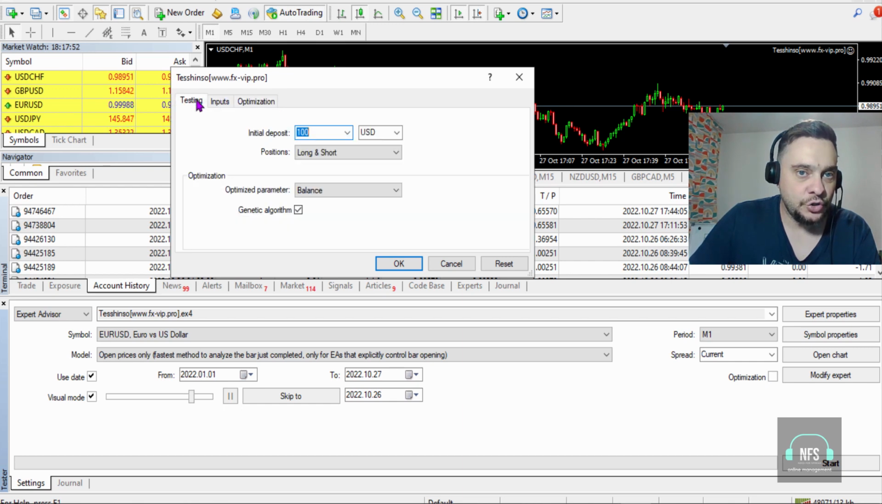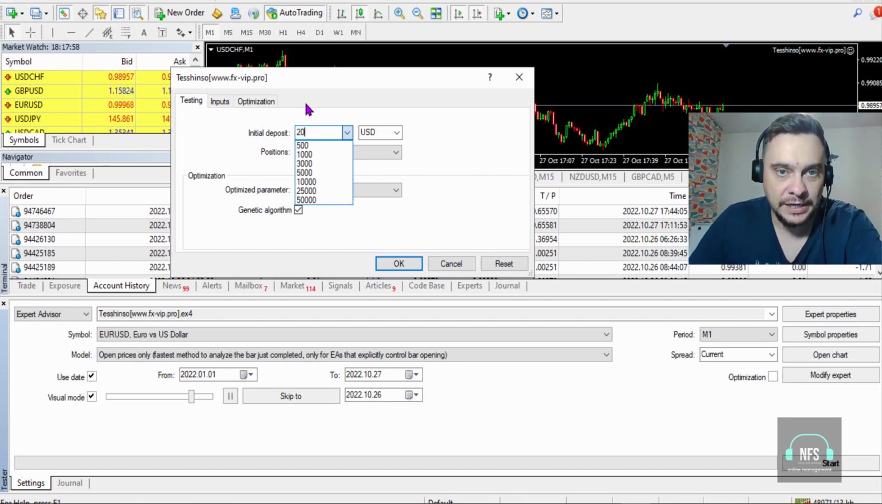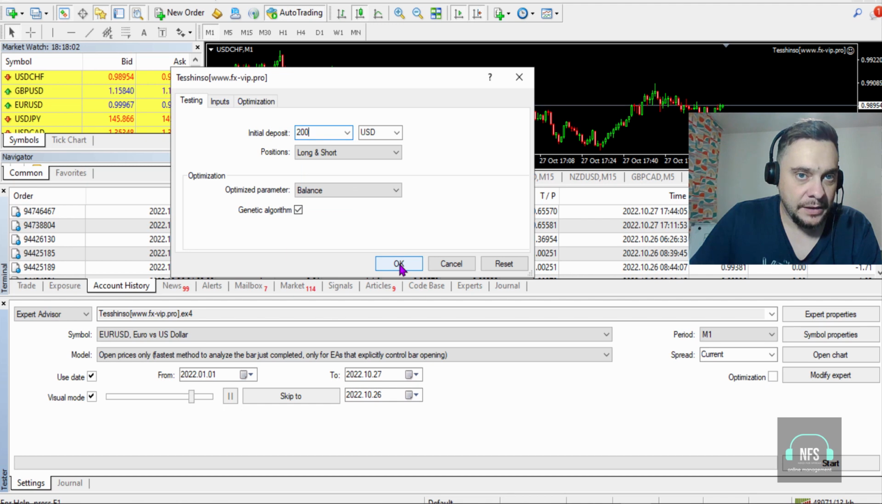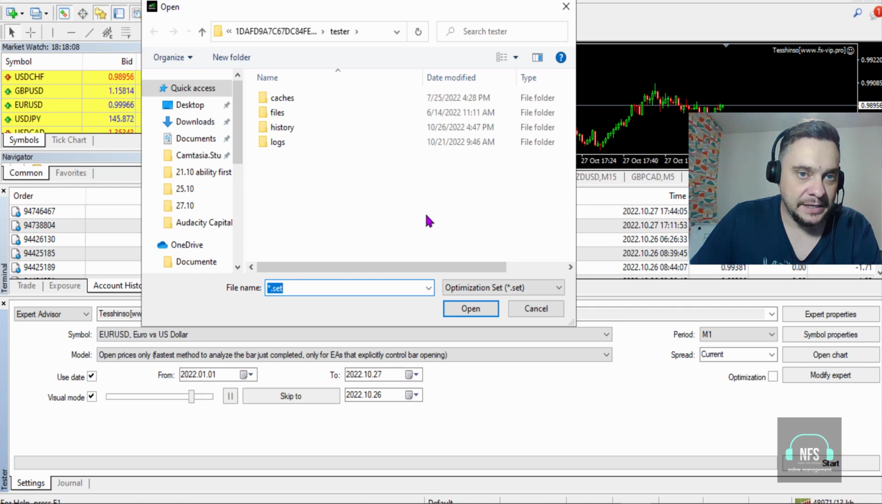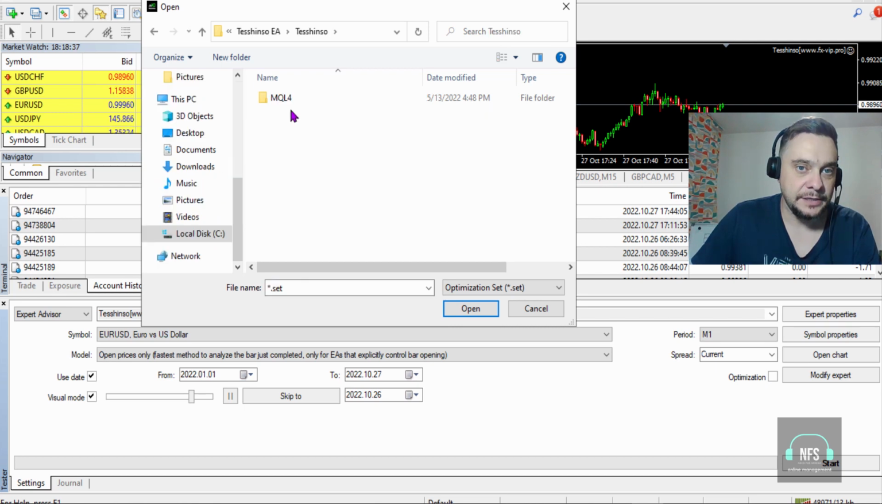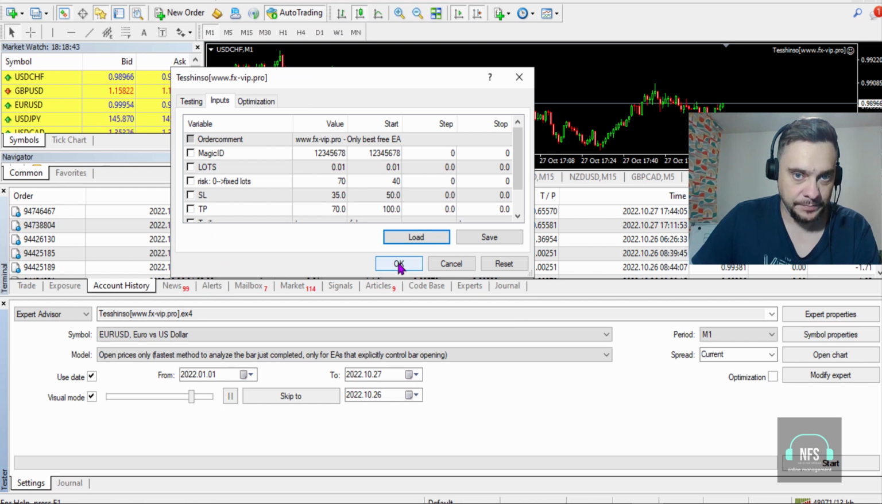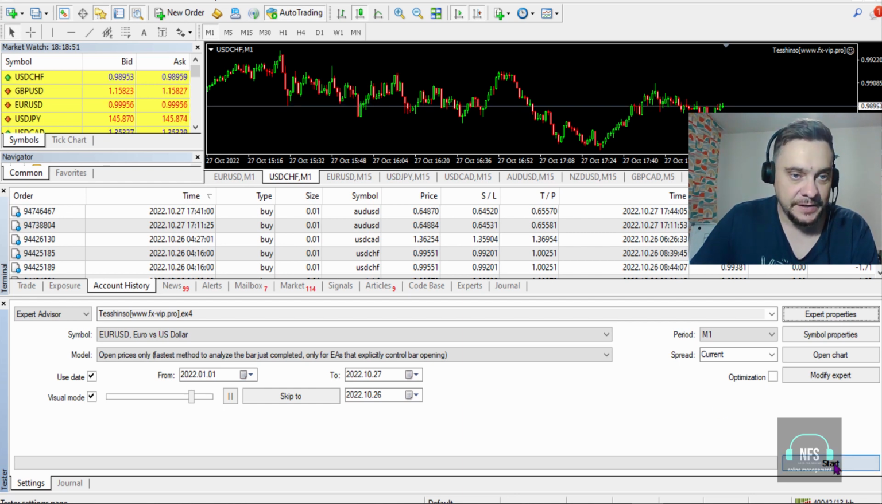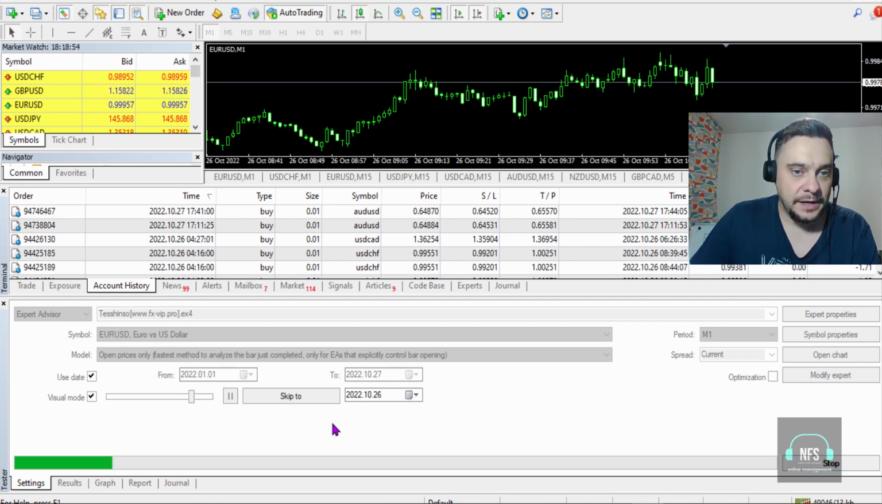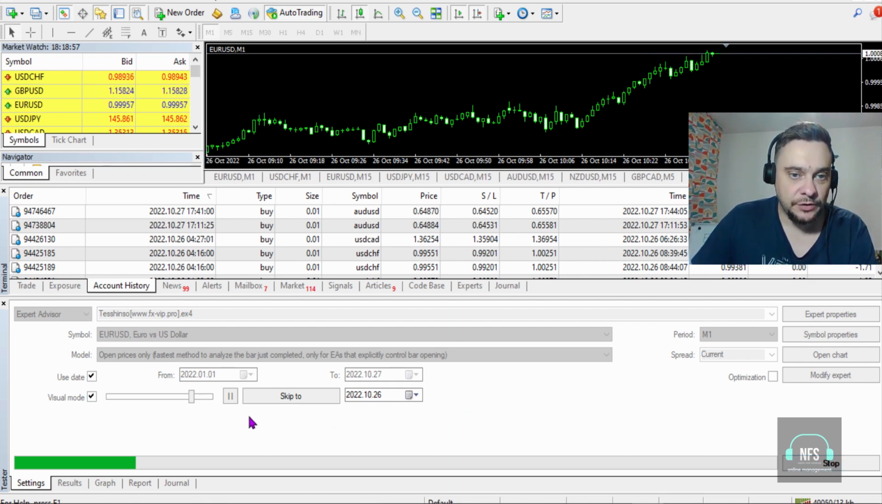We will go here to initial deposit. Let's put $200 here, 200, and let's put here inputs. Let's load our template with settings for a minimum $100, Tesshinso MQL4. Let's go to presets here and load this one. Okay, now we have the settings, and let's start the backtest of the robot.